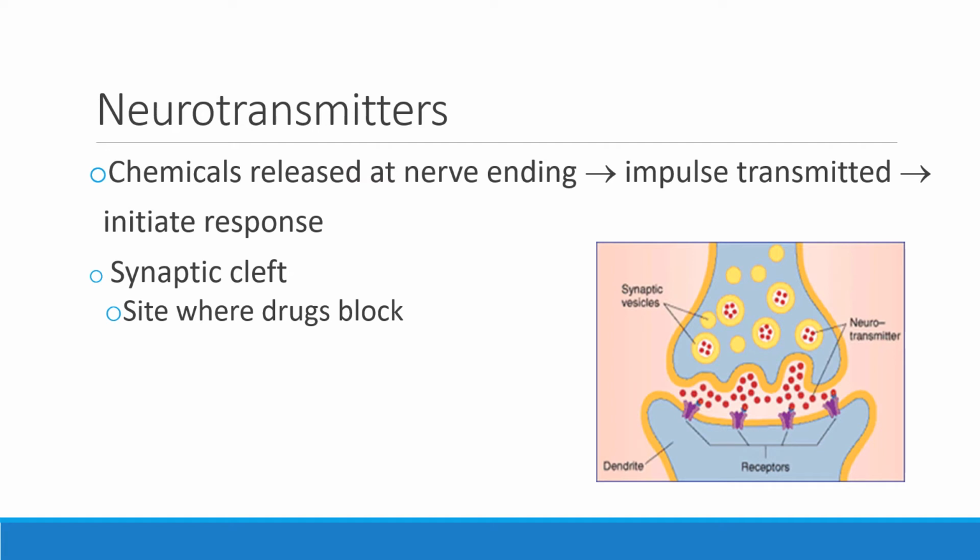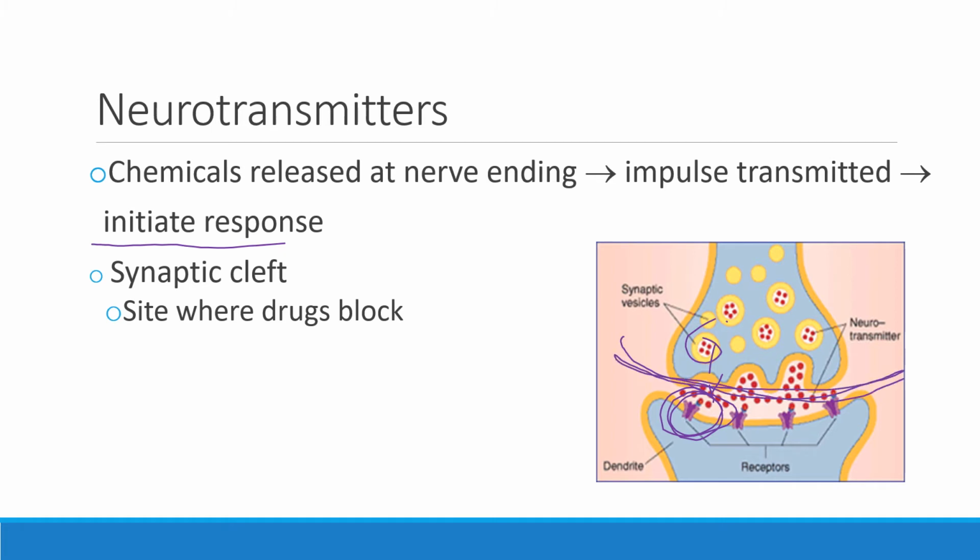So a little bit about the neurotransmitters here. The chemicals released at the nerve ending, right, will then send the impulse transmitted to initiate that response. And so here we're seeing it go from the chemicals released at the nerve ending, right? So it's being released here, and then it's being sent across that synaptic cleft to initiate the response at these receptor sites here, right? That receptor site there. So that synaptic cleft is the site where we try to send medications to block stimulation.